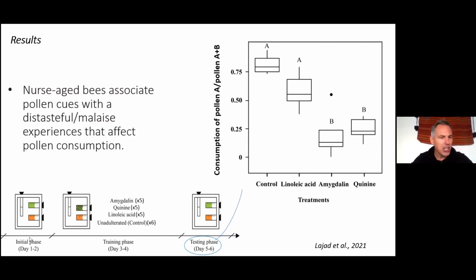Here again, the consumption preferences obtained during the initial phase were used as a covariate to account for differences in pollen consumption among cases. And here you can see the number of replicates, the number of cases that we have in each treatment. Then, from this experiment, we might get that nurse-aged bees associate pollen cues with distasteful or malaise experience.